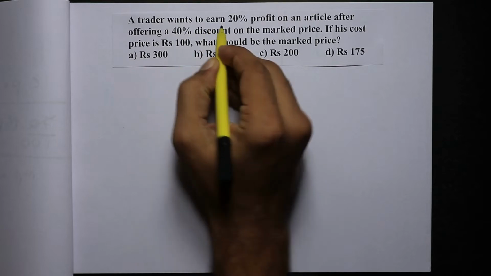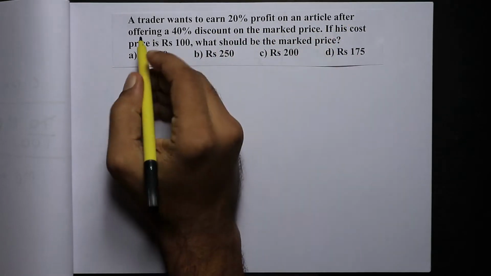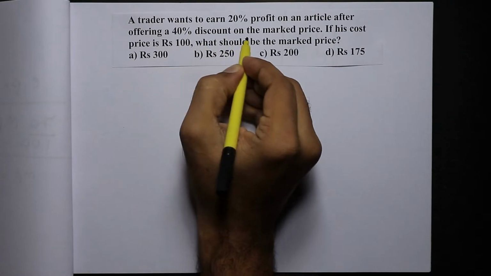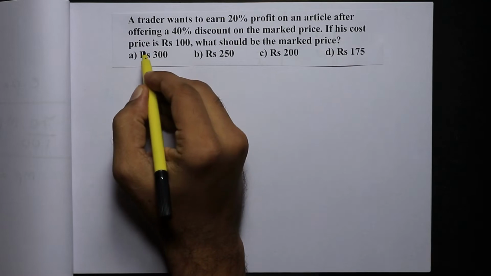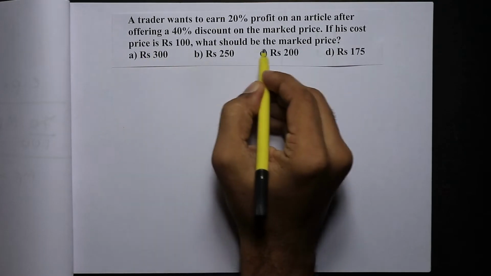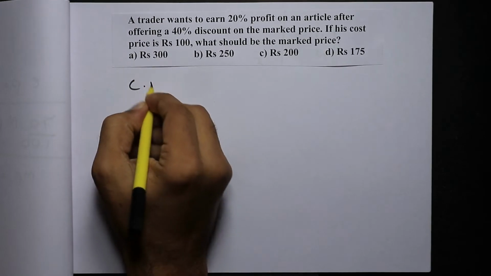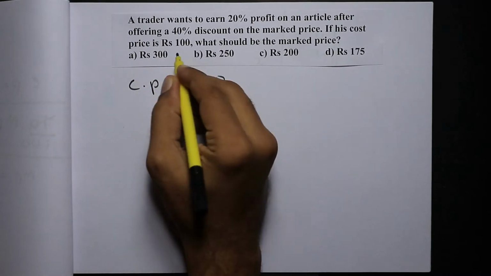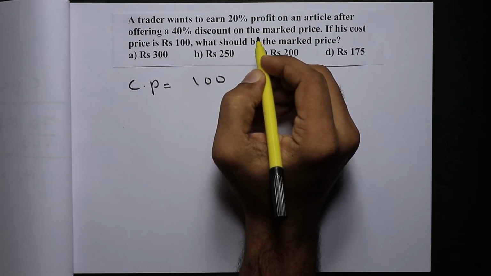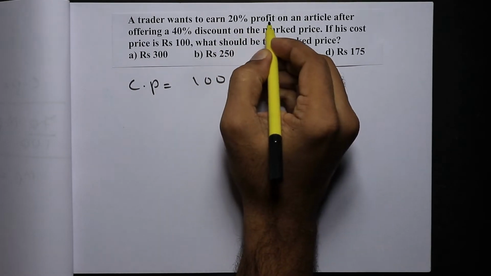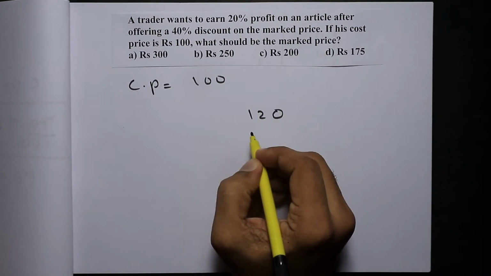A trader wants to earn 20% profit on an article after offering a 40% discount on the marked price. If his cost price is rupees 100, what should be the marked price? So the cost price is rupees 100 and he needs to get 20% profit. He needs to get 20% profit means his actual selling price should be rupees 120.